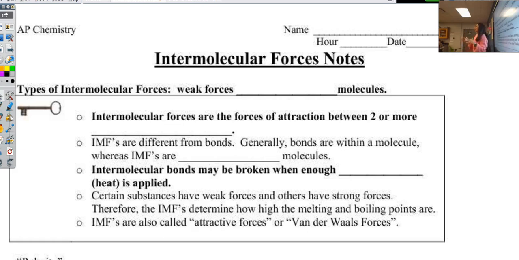And anybody know where they are? Are they inside the molecules or are they between the molecules? They are between. Awesome. So when we say inter, this prefix inter, we're talking about something in between. So if I have a water molecule, we're going to draw one right here. Okay, that's my water molecule. Don't forget, these are bonds on the inside.